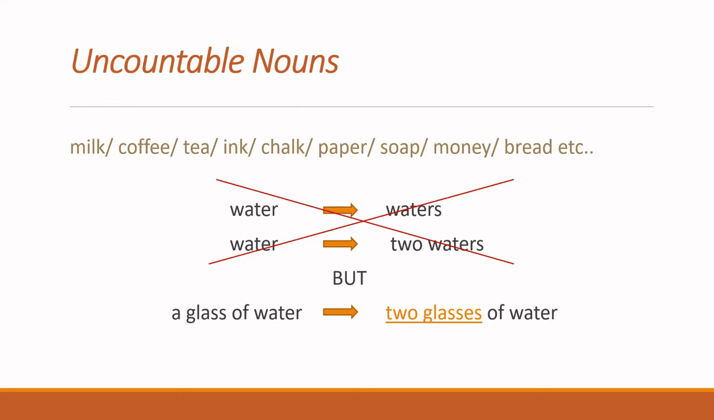Uncountable nouns. Few examples are given under uncountable nouns. They are milk, coffee, tea, ink, chalk, paper, soap, money, bread. When making an uncountable noun into plural, we can never say waters, 2 waters, but we can use a glass of water, 2 glasses of water.